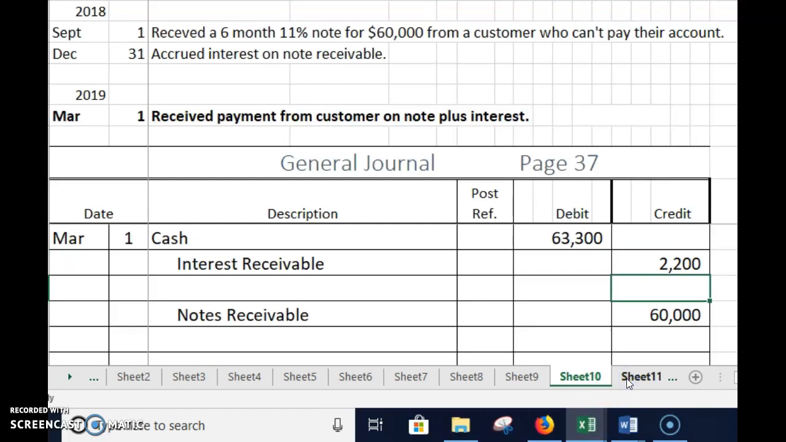And then the last thing we need to do is record the interest revenue for 2019. In 2019, we have earned interest. $60,000 times 11% will give us a whole year of interest. But we've only earned interest for January and February, because today's March 1st in 2019. So we multiply that by 2 divided by 12. So we've earned $1,100 of interest revenue in 2019. And so we can see this adds up to $63,300 in credits. We've got a debit of $63,300. So that's how you would account for your note receivable.